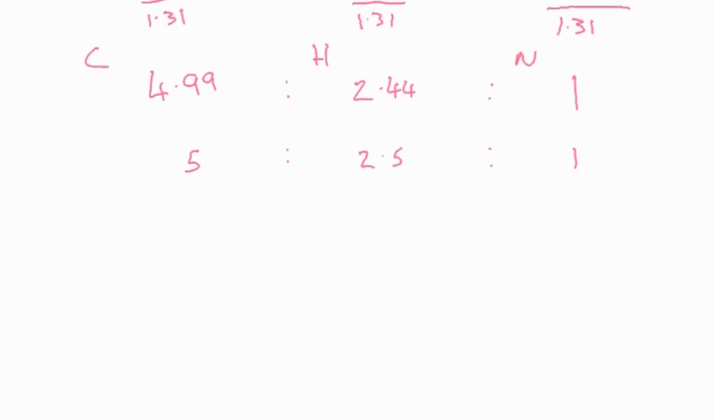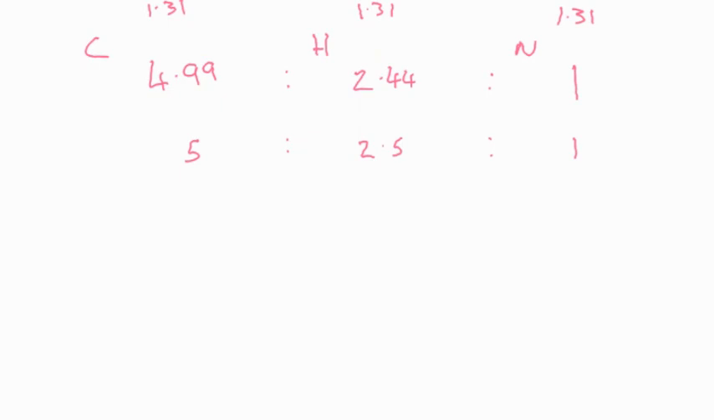So what we actually need to do, and this is why it's a little bit harder, because we have 2.5, we just need to double everything so we get a whole number. So when we double it, we get nice whole numbers, and we can make our empirical formula. So that gives us 10 and 5 and 2. So our empirical formula works out to be C10H5N2. Empirical formula of porphyrin. Nice and easy.